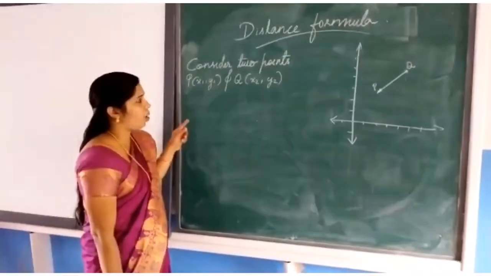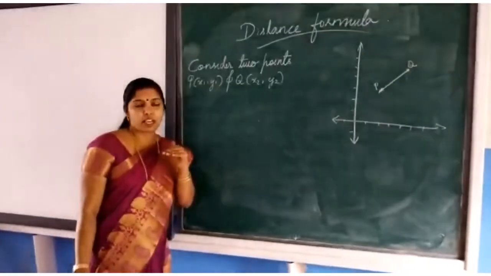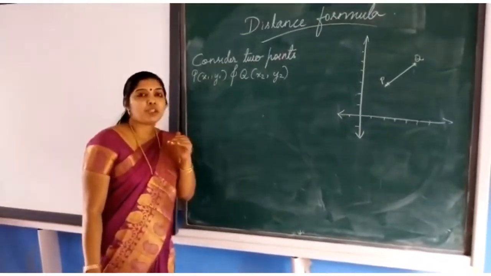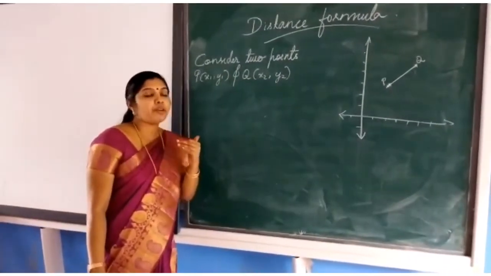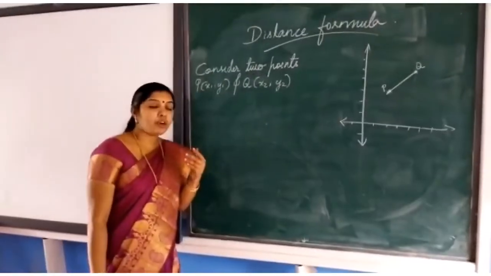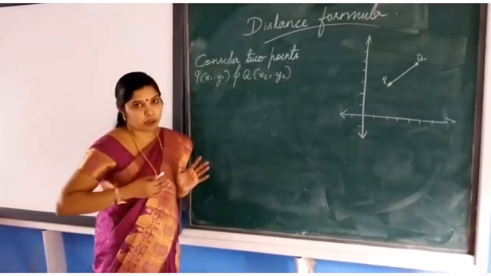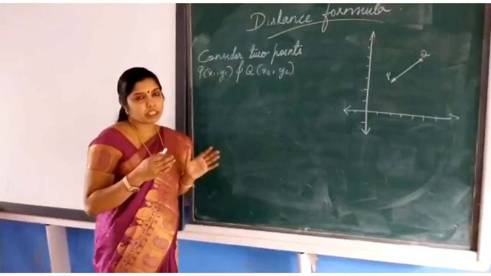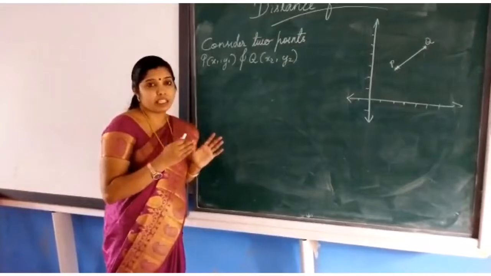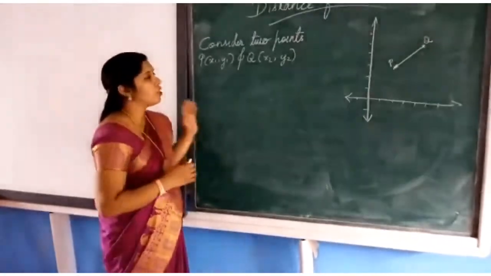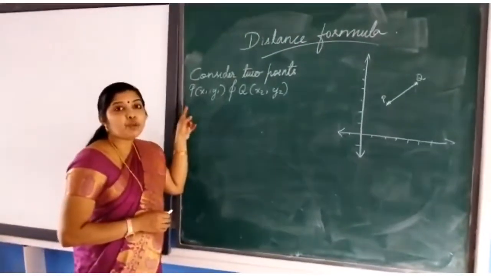The next topic in that chapter is the distance formula. From the name itself, it is a formula to find distance. For finding distance we need a minimum of 2 points, isn't it? We always call that path the distance between 2 points. So here we are going to find the distance between 2 points.